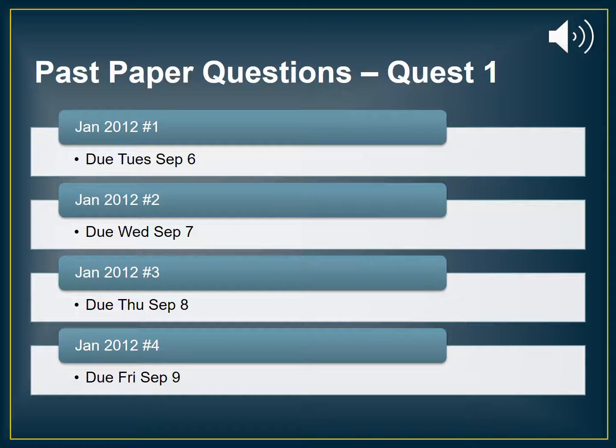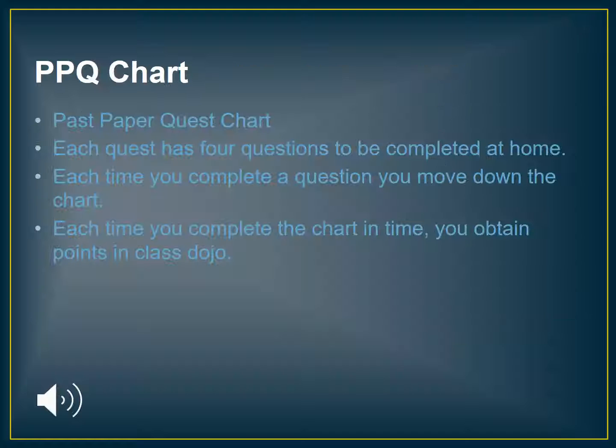Questions for Quest 1 of this term. January 2012, number 1, due Tuesday, September 6th. January 2012, number 2, due Wednesday, September 7th. January 2012, number 3, due Thursday, September 8th. January 2012, number 4, due Friday, September 9th.